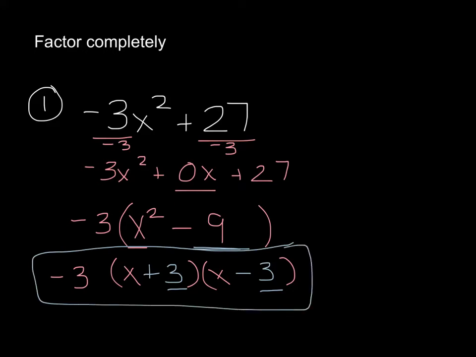The reason why is because if you take 3 times x, you get 3x, and x times negative 3, you get negative 3x. Those actually equal a 0x, which is what we were going for at the very beginning, because our middle term does not exist. There's no middle term in there.